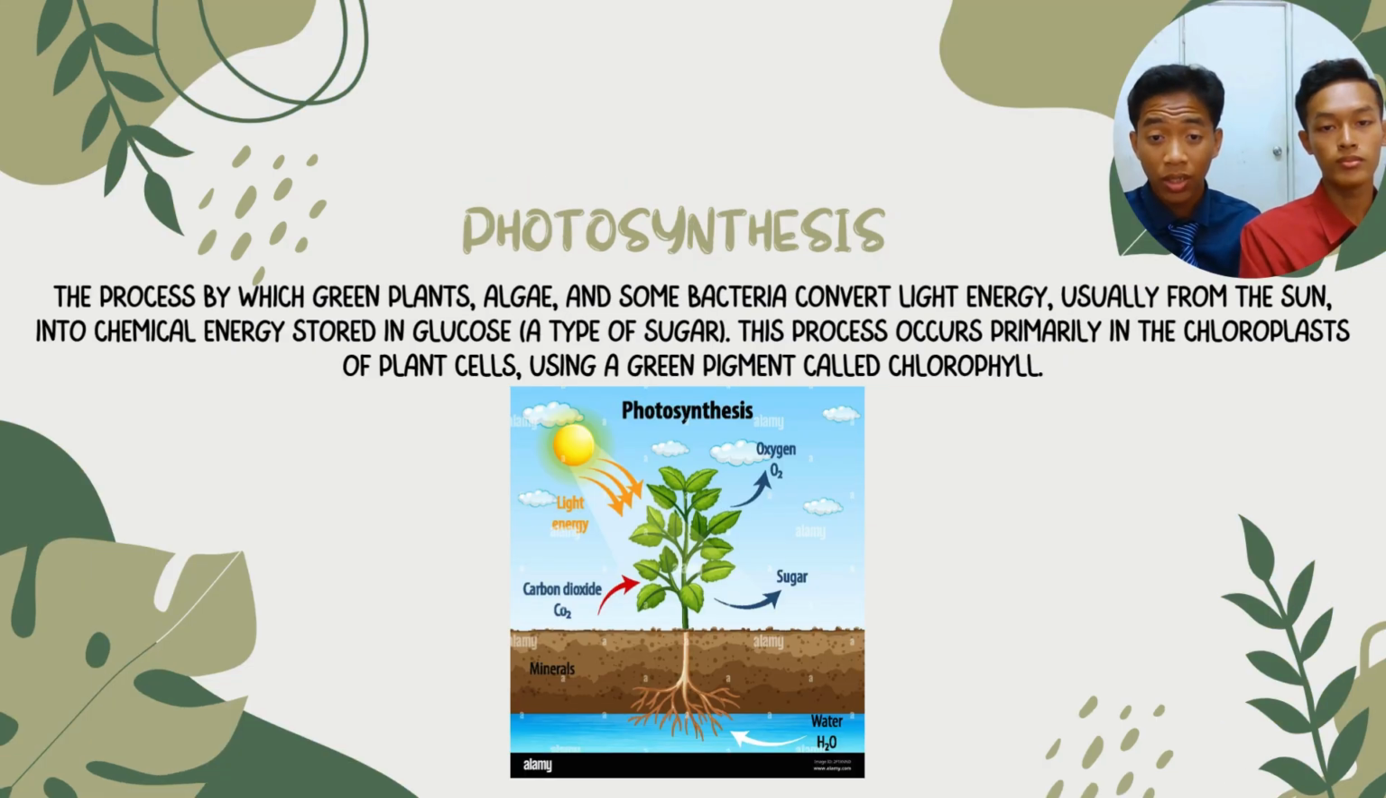And for the third one, it's photosynthesis, the process by which green plants, algae, and some bacteria convert light energy, usually from the sun, into chemical energy stored in glucose, a type of sugar. This process occurs primarily in the chloroplast of plant cells using a green pigment called chlorophyll.